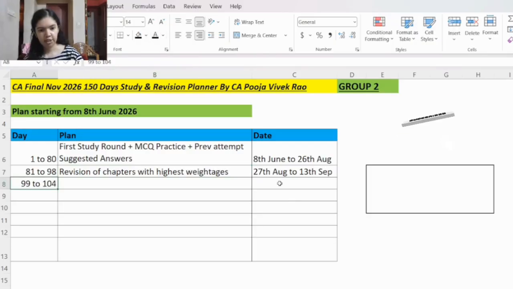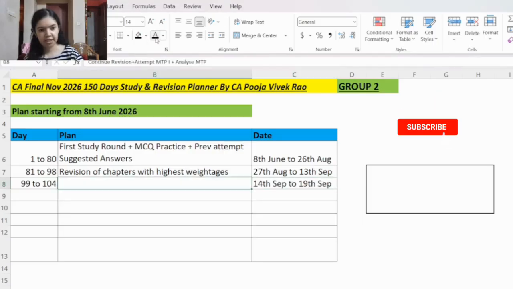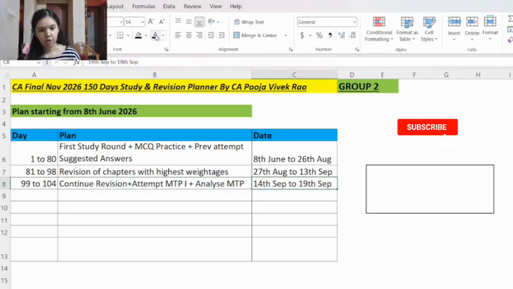Next from day 99 to day 104, that is 14th September to 19th September, here you will continue revision. And then you will attempt mock test paper series 1 and also you will analyze the mock test paper.